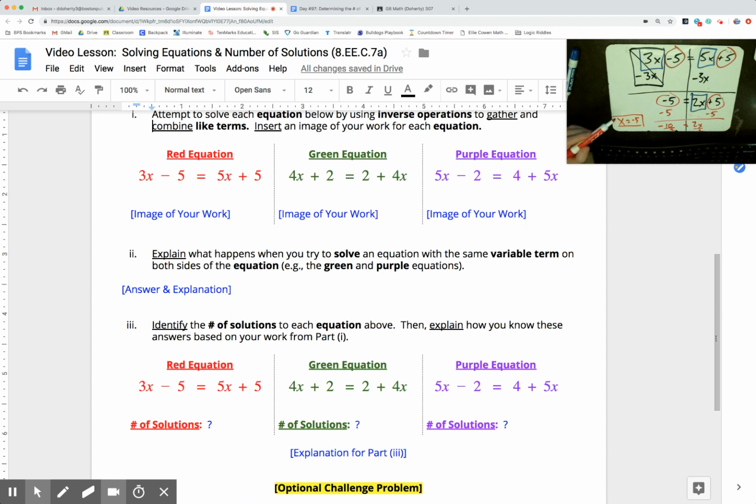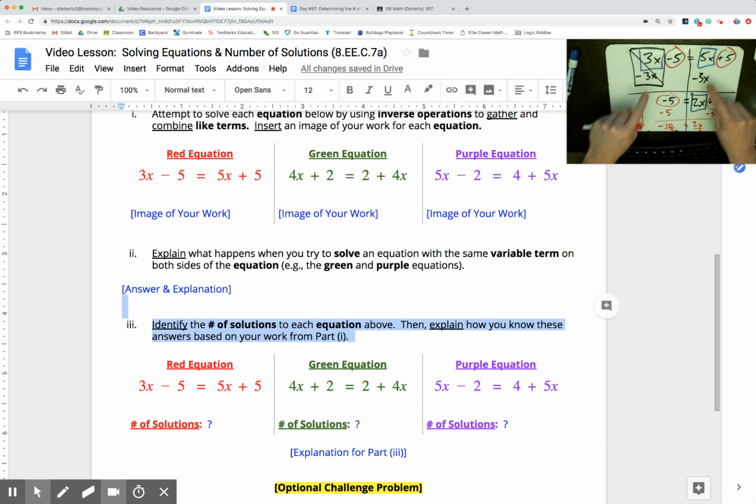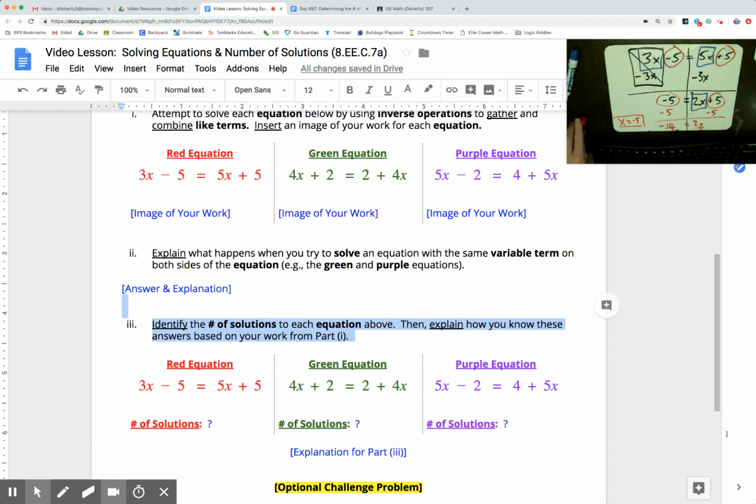Part 3 says identify the number of solutions to each equation above and explain how you know the answer based on your work from part 1. So at this point, I know this first equation, the red equation that we looked at with an x on both sides, had exactly one solution, because when I gathered the like terms, the x's all ended up on one side, the constants on the other side, and we got just one answer. In this case, the one answer we got was -5, but there's only one solution, one value in the world that would work in this first red equation.